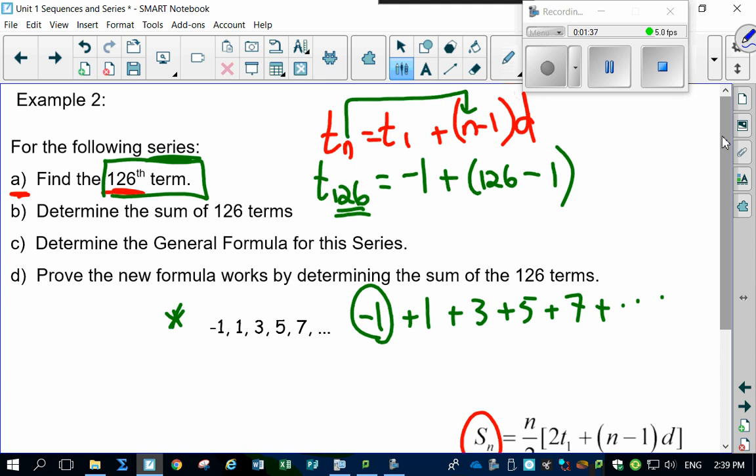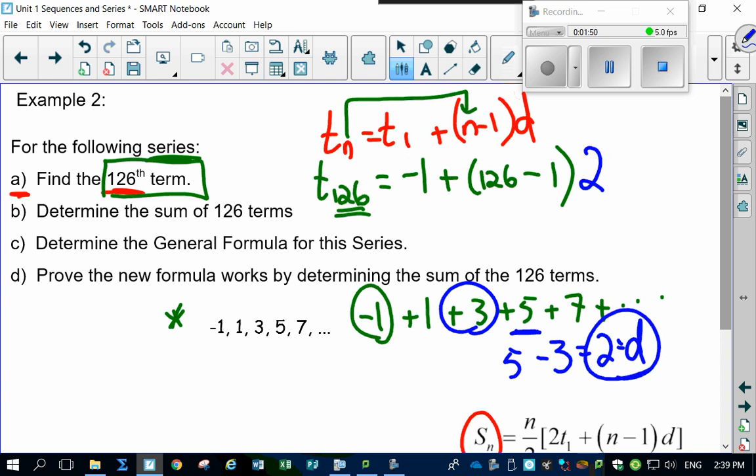Well, d is simple because remember, this is arithmetic. Pick a number, there it is. Subtract the term in front of it, subtract the 3, there's your d. Done. There's your common difference right there. Your d is 2. Ta-da! Look at that. Now, work this out.